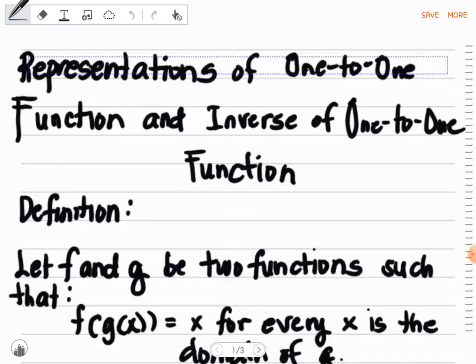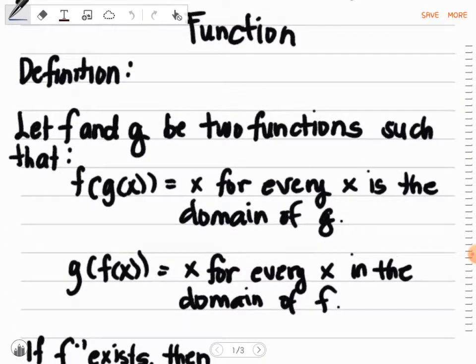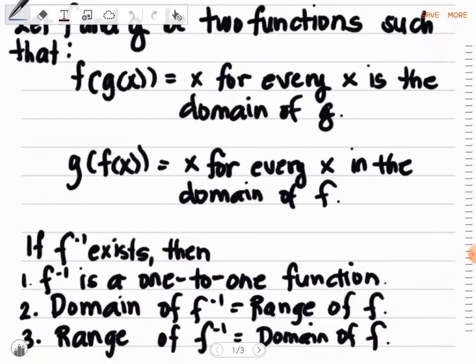Now, let's proceed to our main topic. Let f and g be two functions such that f of g of x equals x for every x in the domain of g, and g of f of x is equal to x for every x in the domain of f. If f raised to negative 1 exists, then: 1. f raised to negative 1 is a one-to-one function. 2. Domain of f raised to negative 1 is equal to the range of f. And 3. Range of f raised to negative 1 is equal to the domain of f.